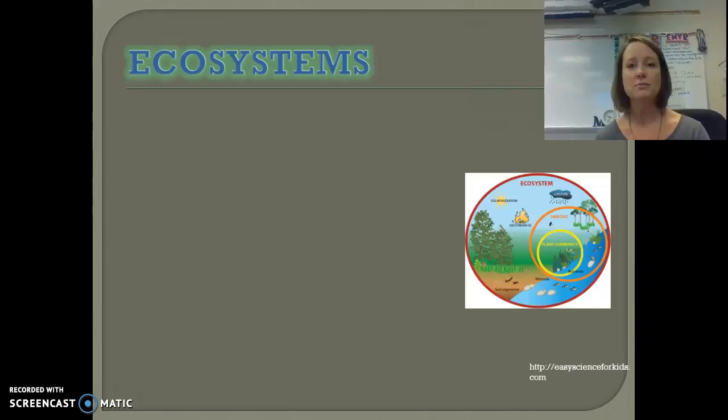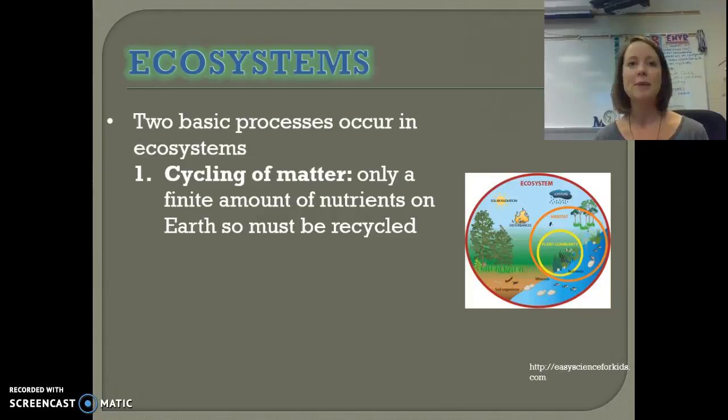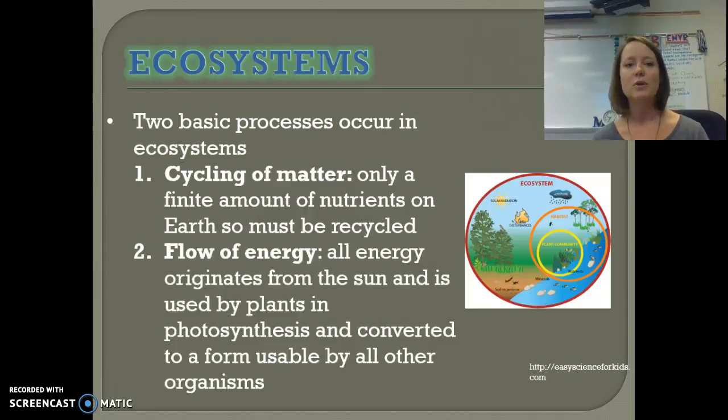So first of all, just a reminder, with a system, you're always going to have inputs, storages, and outputs. So in ecosystems, you've got two basic processes. Your matter can cycle. We have a finite amount of nutrients on Earth, and so we've got our carbon cycle, oxygen cycle, phosphorus, sulfur, and so on that we will look at. Whereas energy flows. It does not cycle. All energy on Earth originates from the sun. It's used by plants in photosynthesis and then converted to a form that all other living things, all other organisms can use. So energy is a one-way flow.